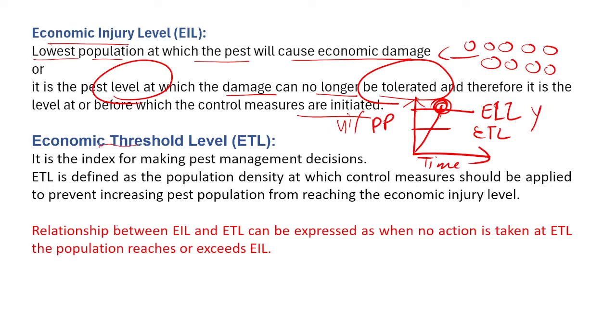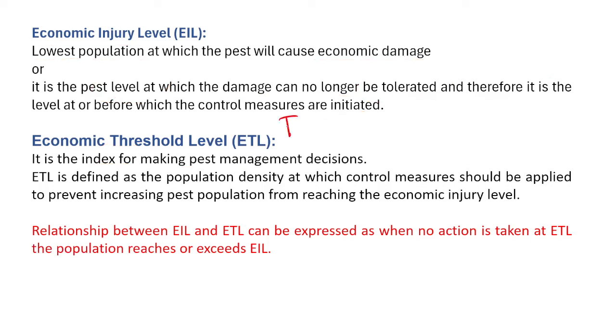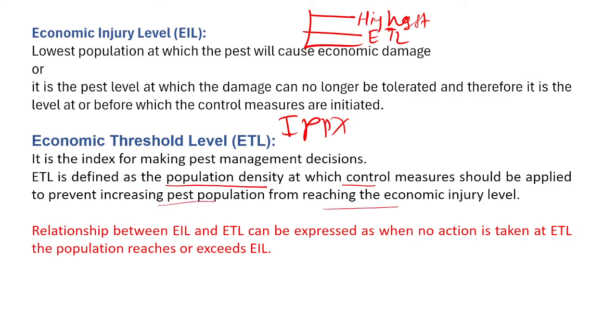The next concept is the economic threshold level. It is an index for making pest management decisions. As I said earlier, the whole integrated pest management depends on this concept only. EIL is the highest level. ETL is defined as the population density at which the control measure should be applied to prevent the increasing pest population from reaching the economic injury level. ETL is the pest population density.